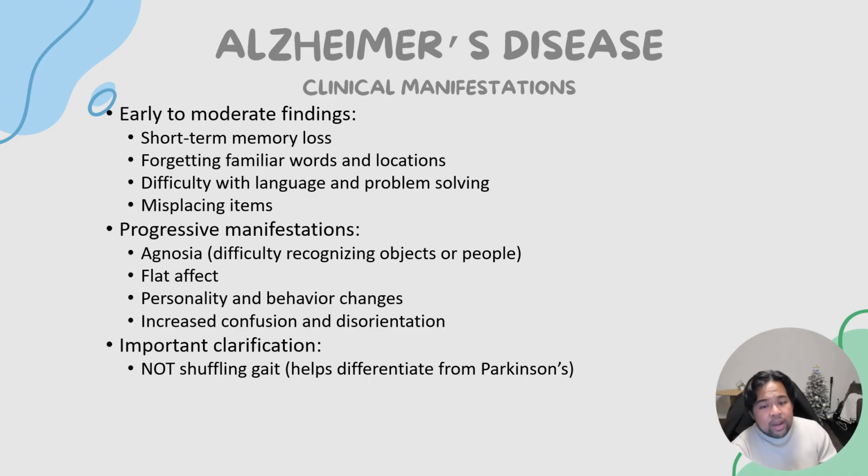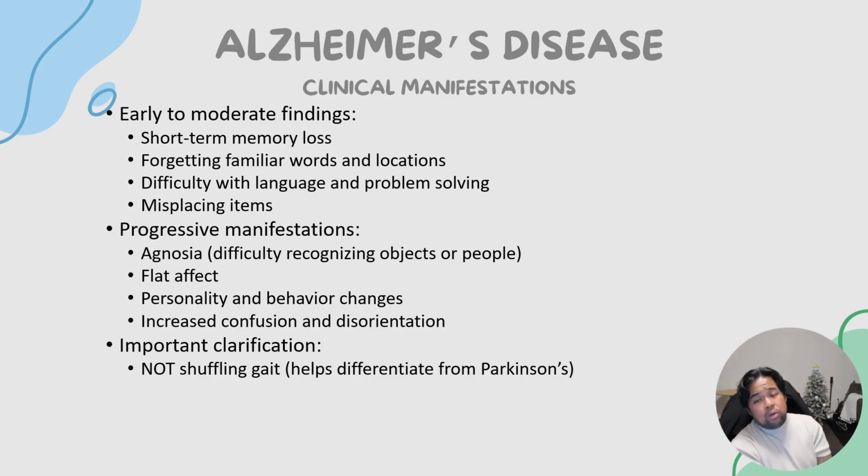All right, so clinical manifestations. In the early part, they'll start having short-term memory loss, right? I forgot my keys, right? We all do that, but they'll start doing it more often. I forgot this, I forgot that. They'll start forgetting familiar words or locations, okay? When they start talking, they have difficulty understanding conversations with people, or they start misplacing everything, okay? As it progresses, we'll start seeing agnosia, which is difficulty recognizing objects and people.